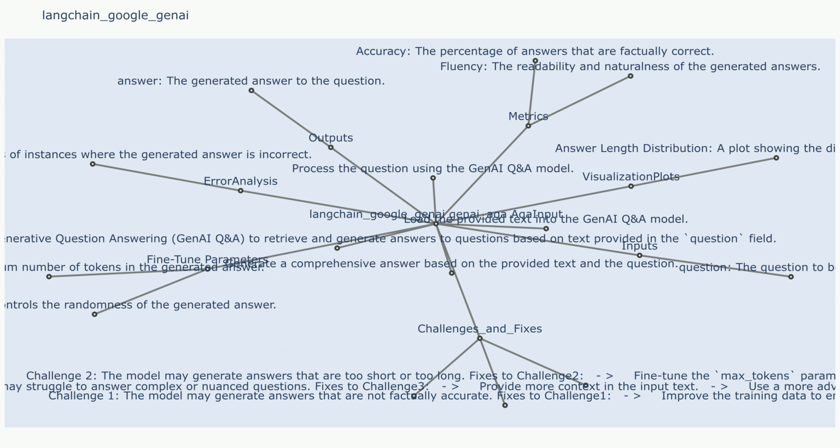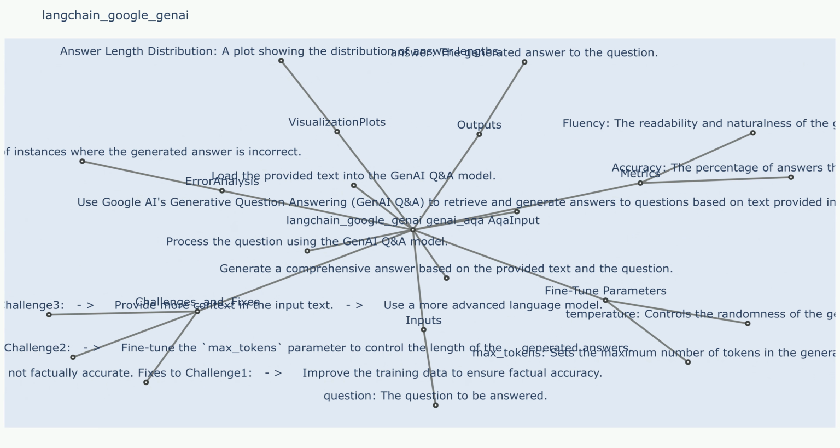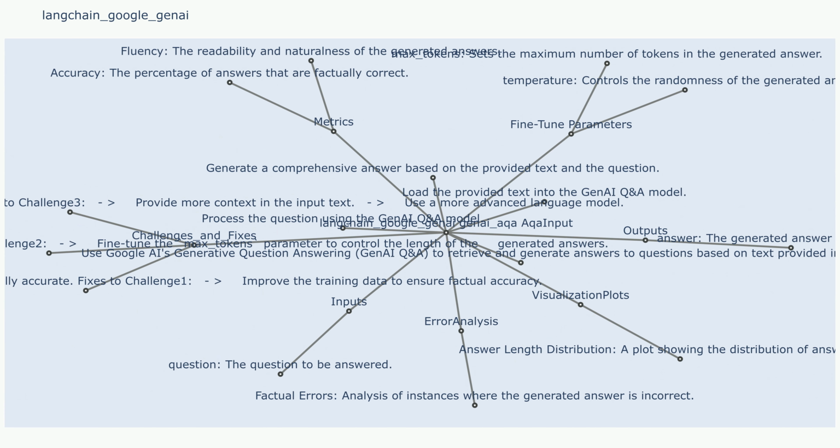Metrics. Accuracy. The percentage of correctly answered questions. F1 score, a measure of the model's ability to identify relevant information in the context and provide accurate answers. Visualization plots. Attention visualization. A visualization of the model's attention weights during the answering process, highlighting the parts of the context that were most relevant to the question.